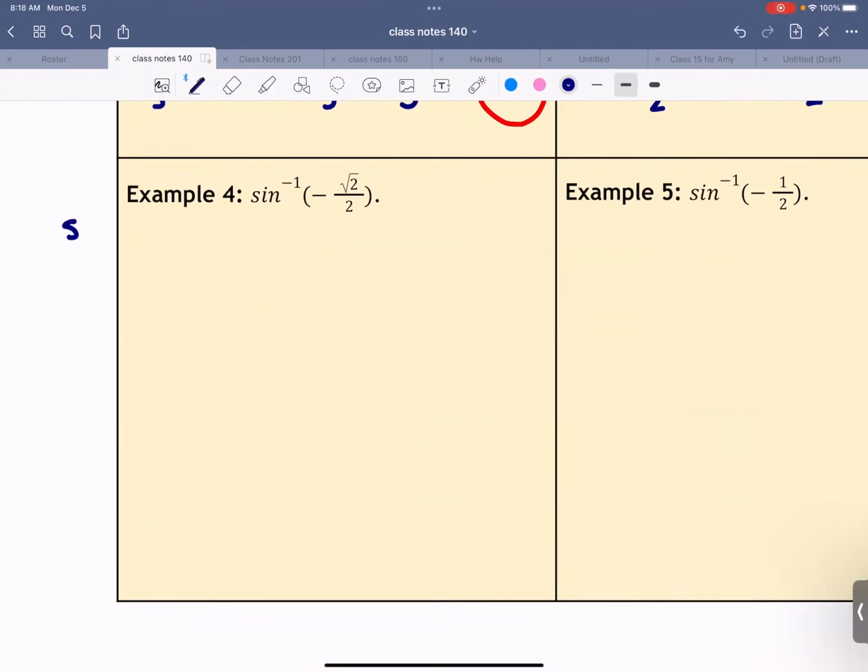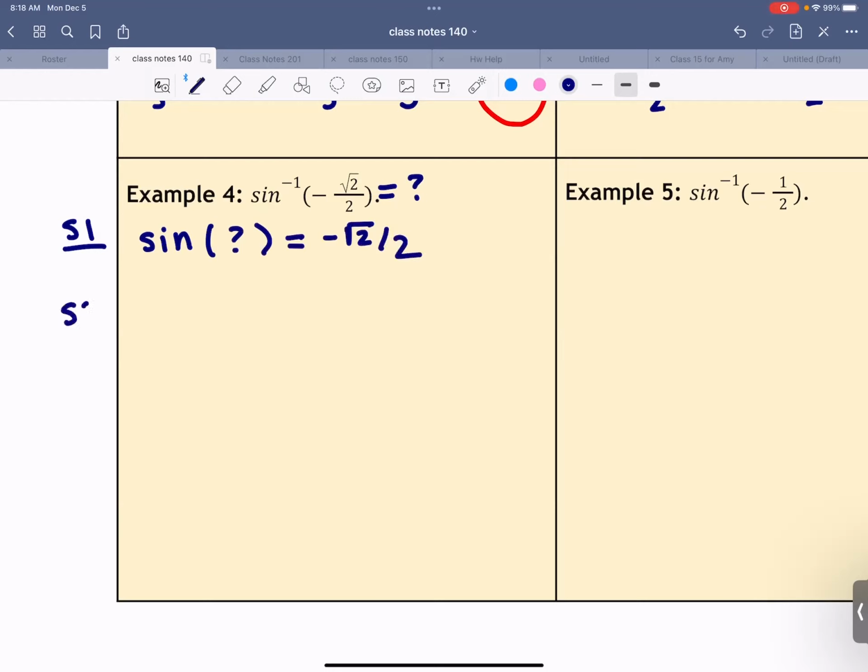Step 1 says to rephrase the question. And what I mean by this is, if we're trying to find what inverse sine of this number is, another way to say this is, what angle can I take the regular sine of and get -√2/2, right? So that's what I'm trying to answer.